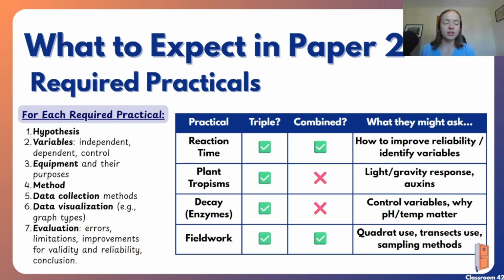So plant tropisms, often the question will be asking you to observe some results and explain it in terms of the light or gravity response, or potentially the role of auxin as well. And then decay, which is related to the milk decay practical, which you did in class. They'll often be talking about control variables and the importance of pH and temperature in decomposition and decay, and also the role of enzymes as well is often a common one there.